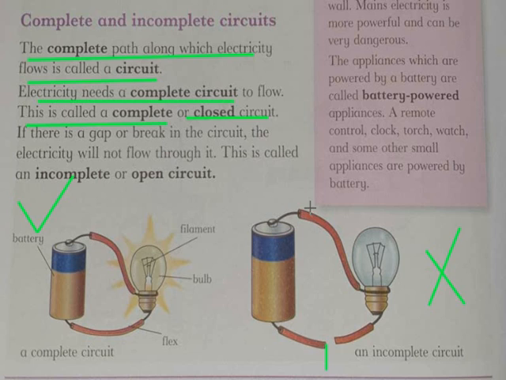Understand? Open circuit or incomplete circuit. If there is a gap or break in the circuit, the electricity will not flow through it. Like here, the electricity cannot flow through this circuit, and we call it incomplete circuit or open circuit.